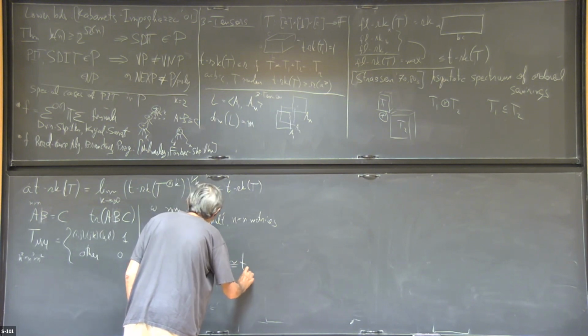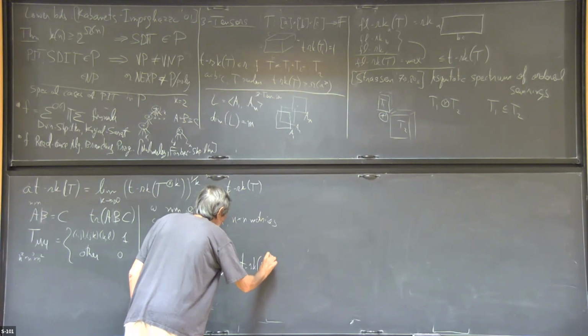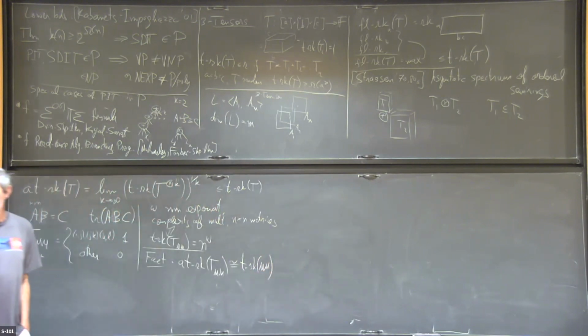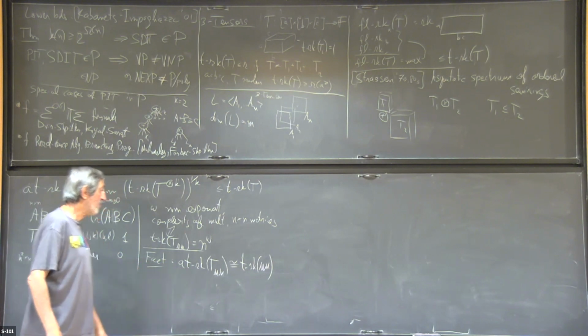Tensor rank. So here you don't save, and the reason you don't save is because matrix multiplication has a recursive structure. If you have an algorithm for some size, you can use algorithms for bigger size by recursing.